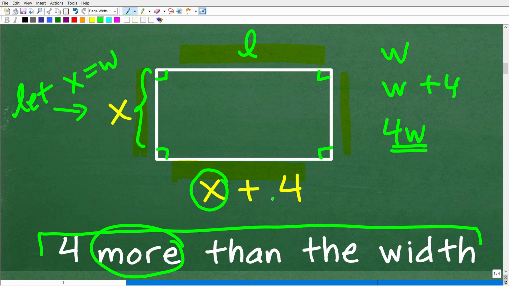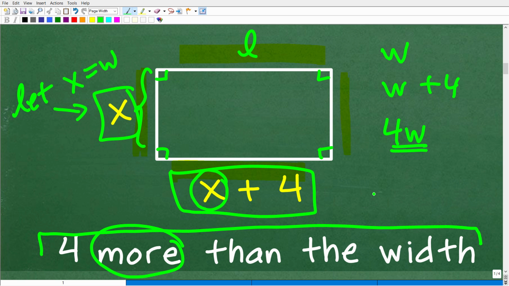And when you learn algebra, one of the first skills you learn is how to translate verbal phrases into algebraic expressions, because obviously we use this all the time when we're solving word problems. So again, 4 more than the width. This is in fact the length, and here x is the width. So now we have our rectangle. It has dimensions x and x plus 4.